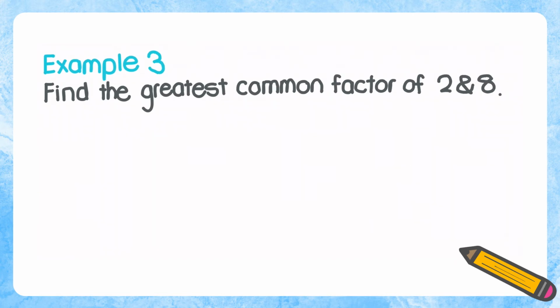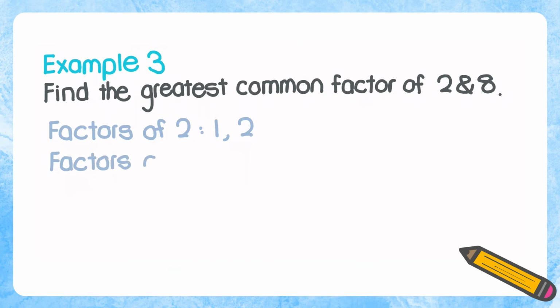Let's look at one more example for finding the GCF. We're going to find the greatest common factor of 2 and 8. Let's write out the factors of 2 first. The factors of 2 are simply 1 and 2. Next, let's look at the factors of 8. The factors of 8 are 1, 2, 4, and 8.